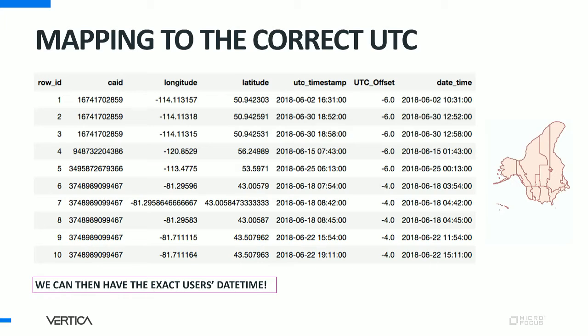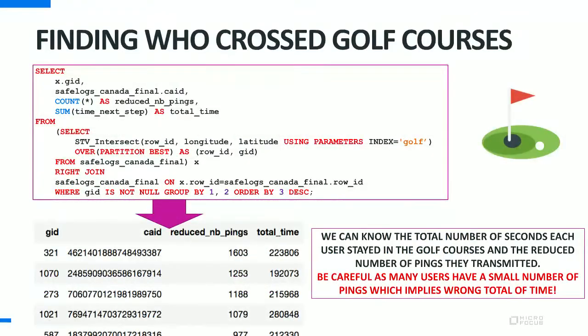Let's now find who crossed golf courses, as the first step is solved. Another easy SQL query helps us to answer the question. We need two main pieces of information for each user: how many times he spent in the golf course and how many pings he emitted. A small number of pings, as I explained before, drastically increases the uncertainty. That's why we need to make some arbitrary choices. We will do them right after finding the user's location and merging the two pieces of information.